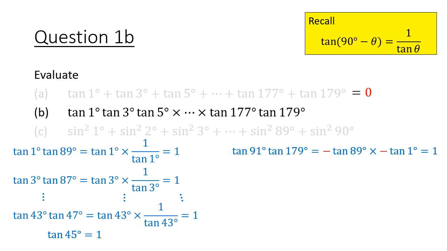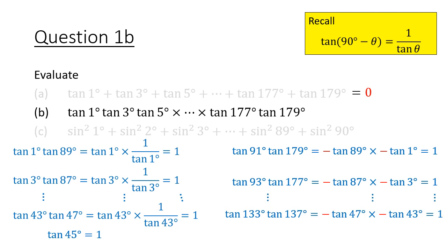Again, we're going to find their pairing. So tangent 91 and tangent 179, we convert them both into their first quadrant counterparts, which will be negative tangent 89 degrees times negative tangent 1 degree, and that still gives us 1. And you'll see that we can do this pairing all the way, and everybody multiplies together to give us 1. Again, there's one guy we forgot. It's tangent 135 degrees, and he gives negative 1. So it's a lot of 1s and only one negative 1, so the final answer is negative 1.